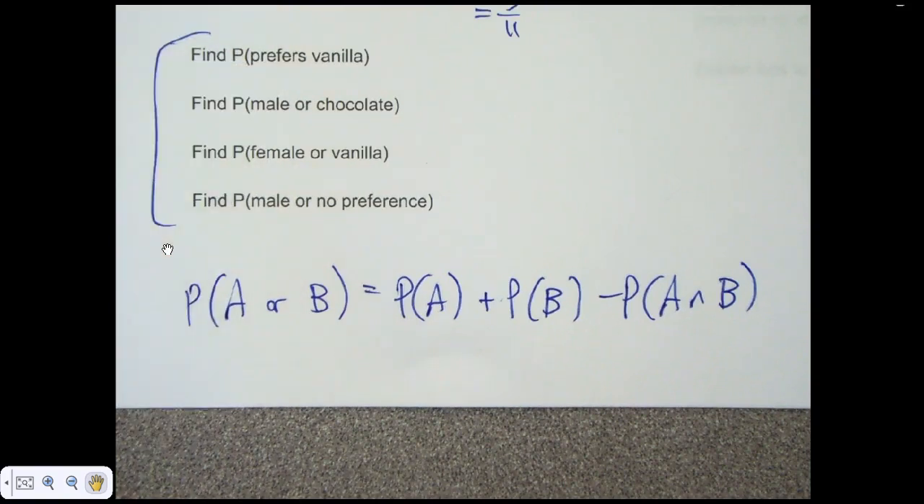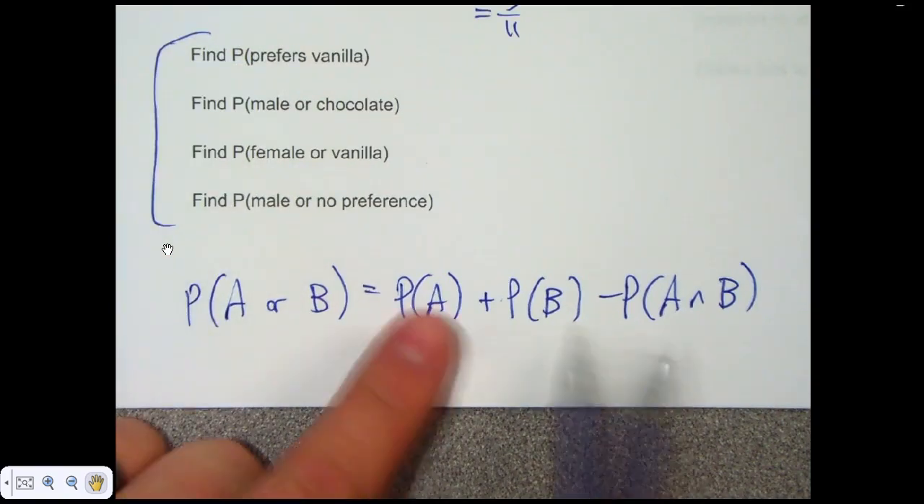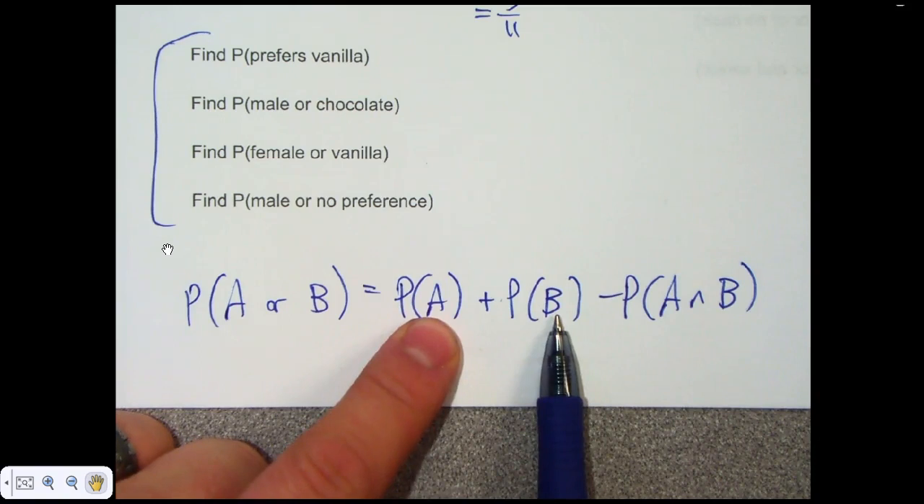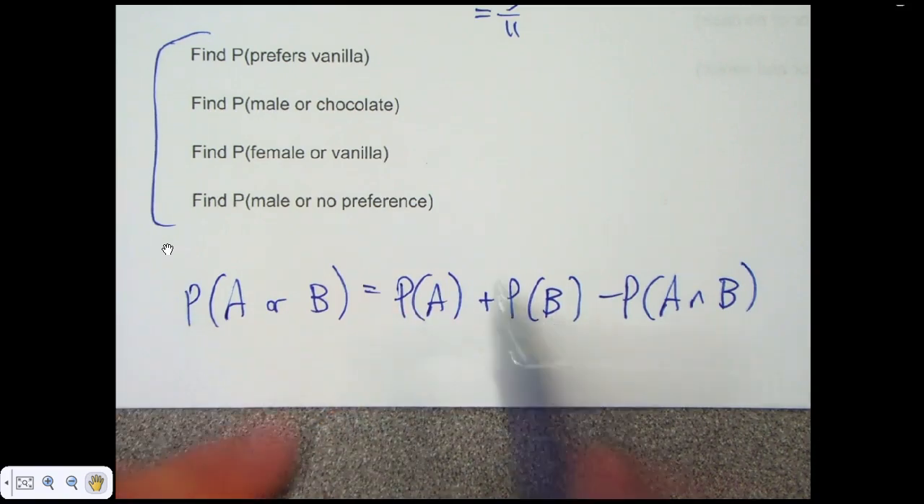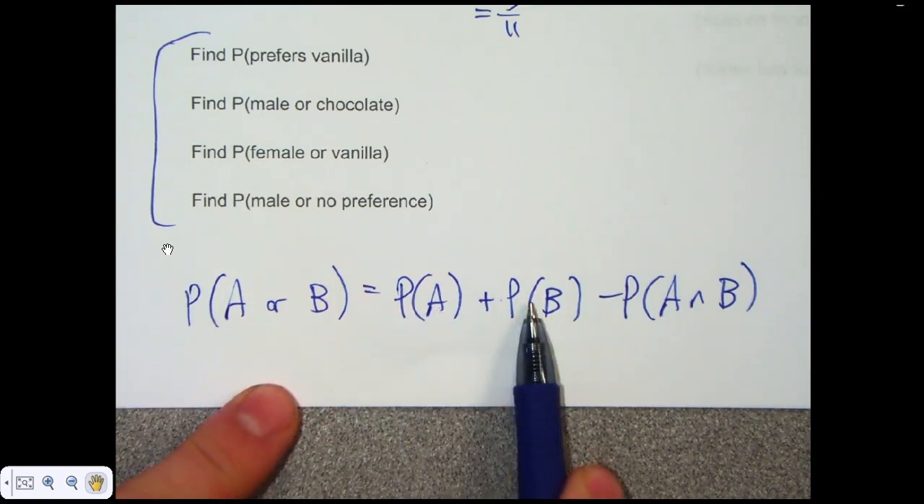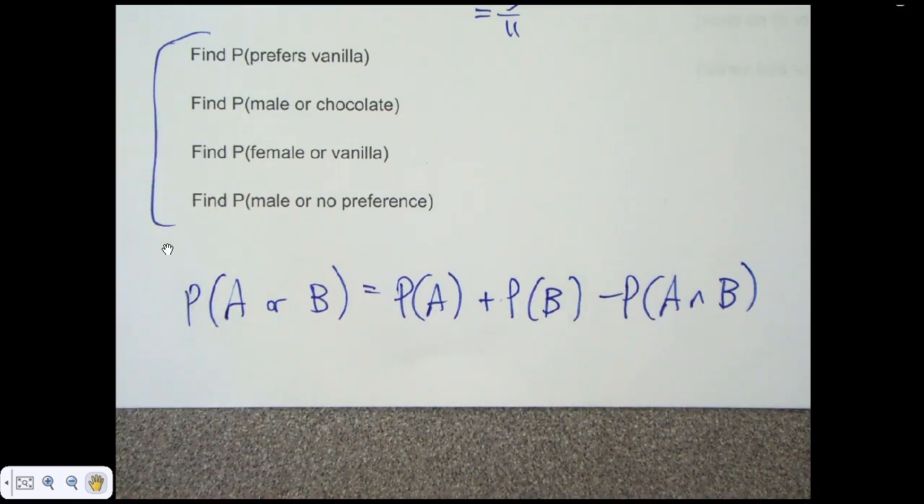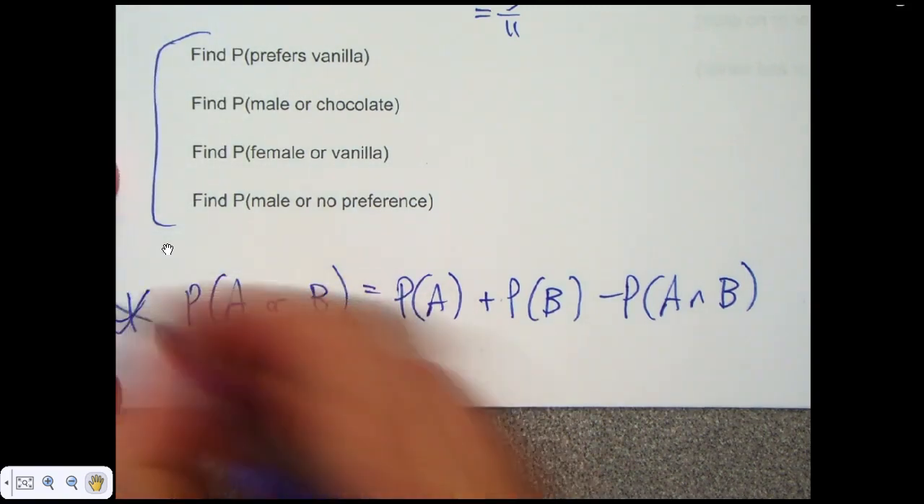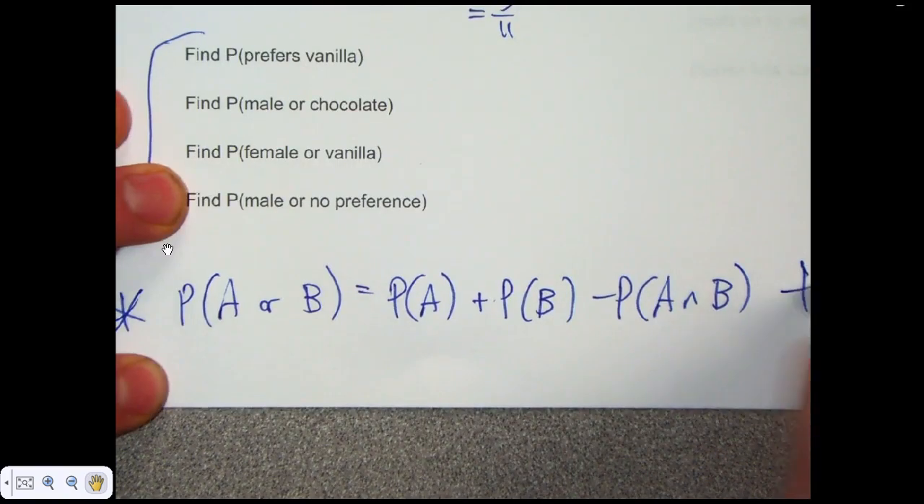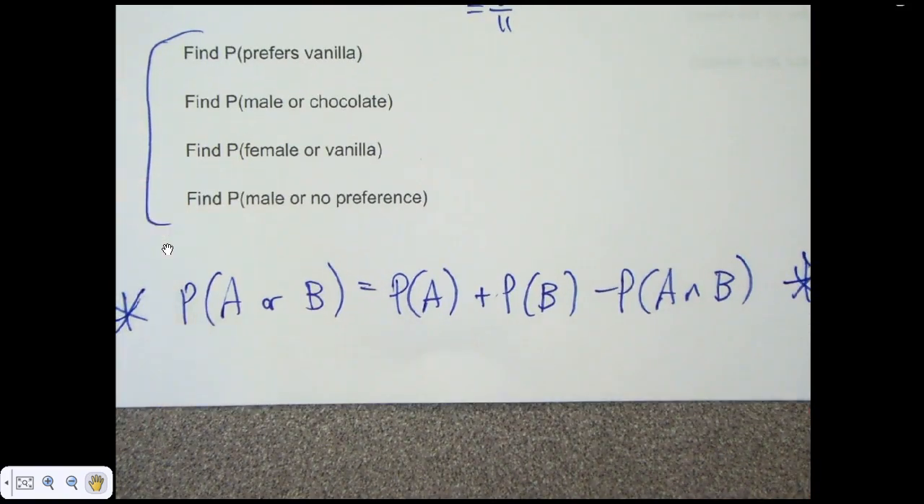So if there's overlap, you would basically have counted it twice. Like if someone's in A and B, you would have counted it here and you would have counted it here. You don't want to count it twice, you only want to count it once, so you have to then remove one of those. I think you'll see when I start doing the examples. But this is the addition rule. You do not have to memorize this on the AP test. It will be on the board for your test, so you don't have to remember it, you just have to remember to use it.